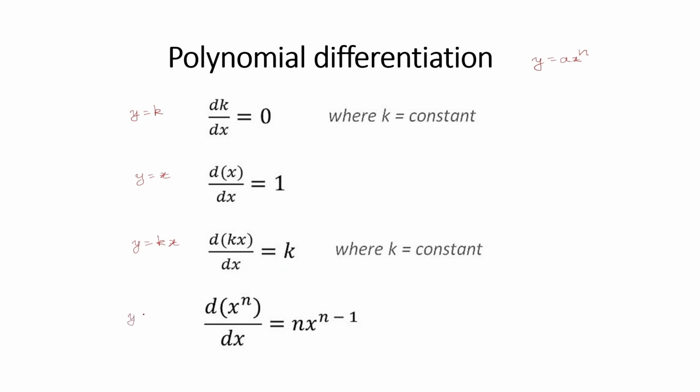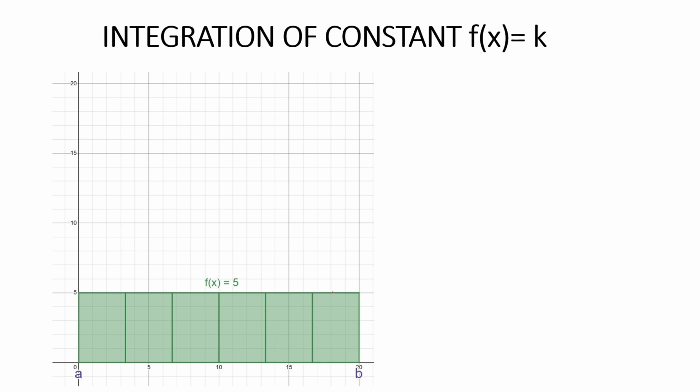And the next case is the polynomial case, that is y is equal to ax power n, or x power n if a is equal to 1. So the differentiation is n x power n minus 1. So that is what we are going to discuss. First, we will discuss the case of differentiation of a constant. So for a constant, the equation will be of this form. So here it is y is equal to 5, or f of x is equal to 5.